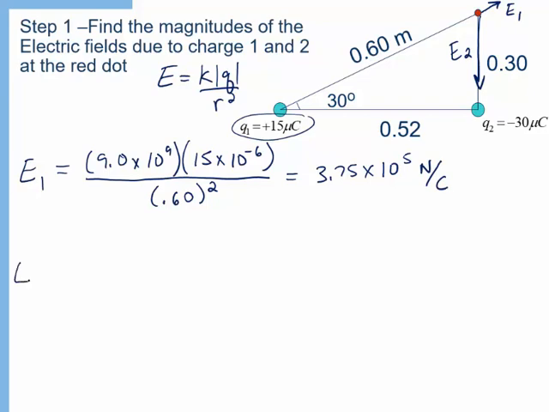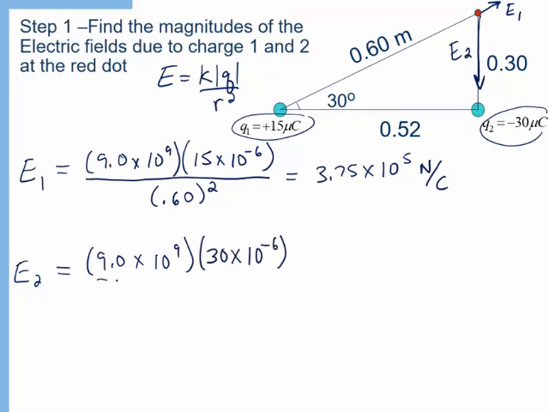Let's calculate the electric field at the red dot created by charge 2. That's going to be 9 times 10 to the 9th times the value of charge 2. Remember here, we're finding the magnitude of the field, so I want the absolute value of the charge. That's 30 times 10 to the negative 6th. And I'm dividing by the distance, which is 0.3, and I've got to square that. If you calculate that, you should get 3 times 10 to the 6th newtons per coulomb.